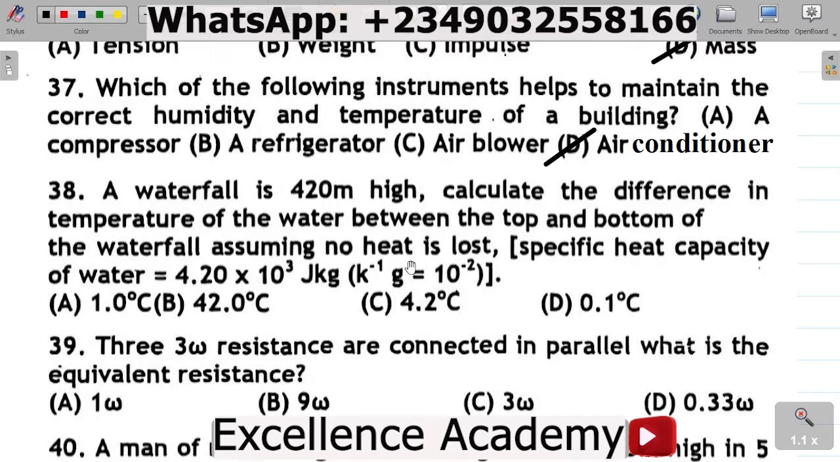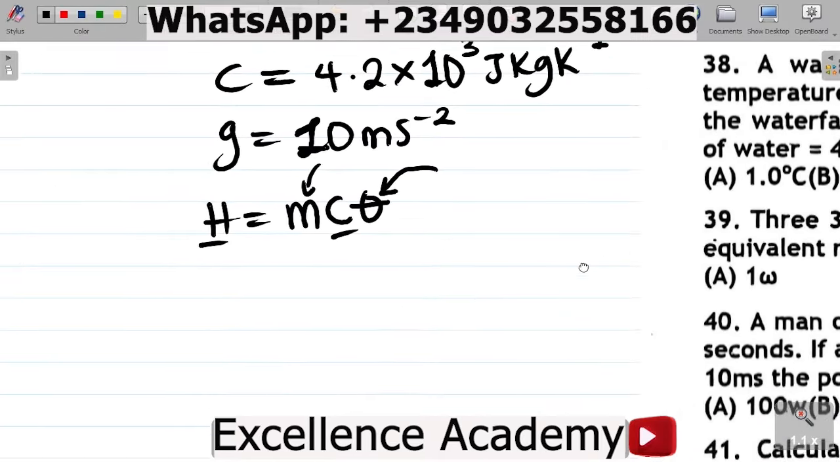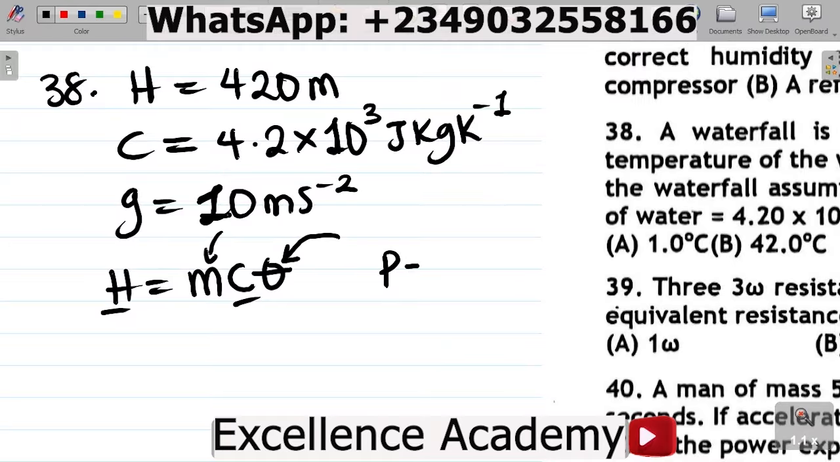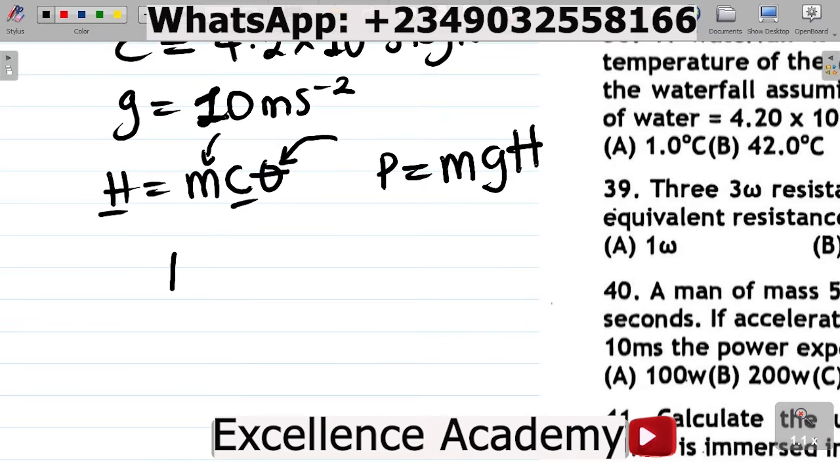If heat is not lost, what form is it converted to? They said it is falling from a height of 420 meters. When we talk about height, the energy possessed by a body due to its position or its height is actually potential energy. So if heat is not lost, it means it's converted from heat energy to potential energy. And we record that potential energy P is equal to mass times gravity times height.